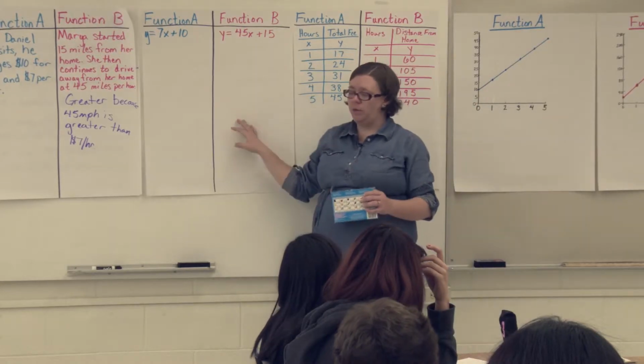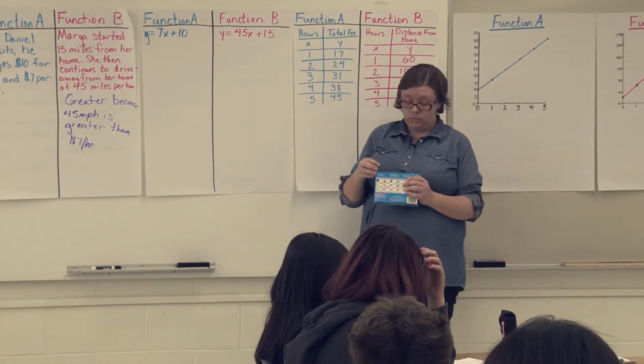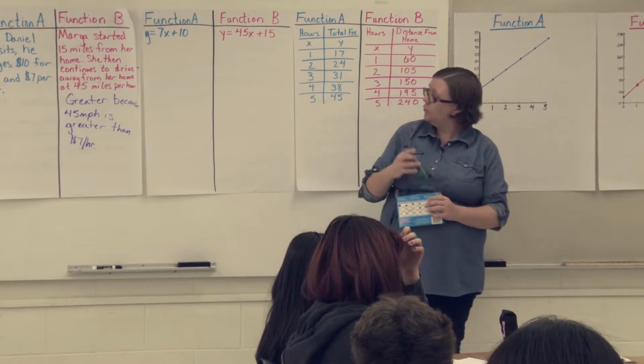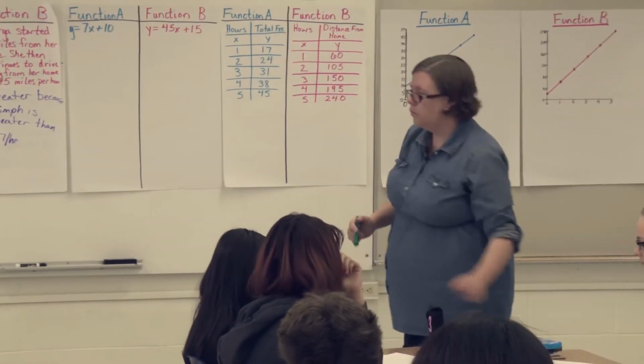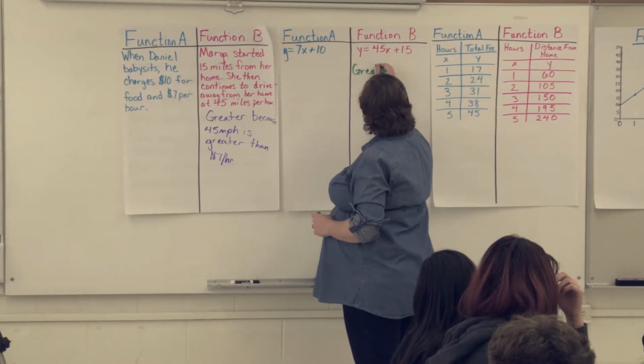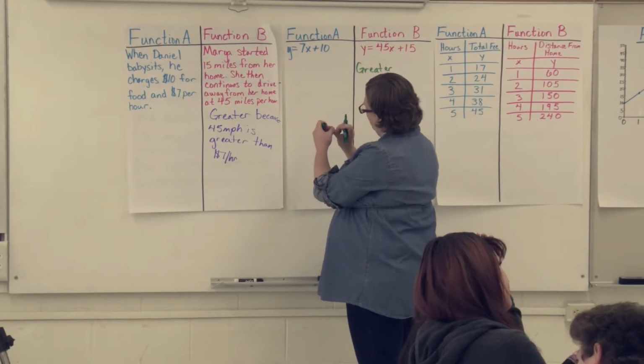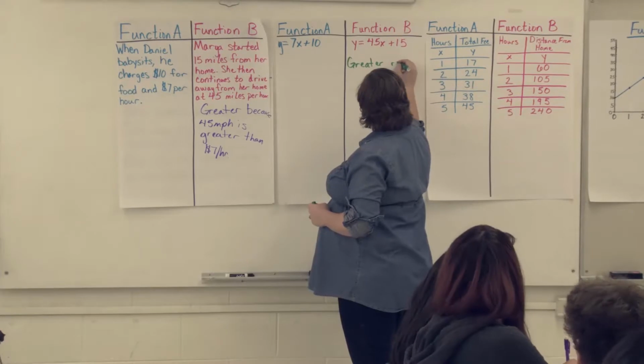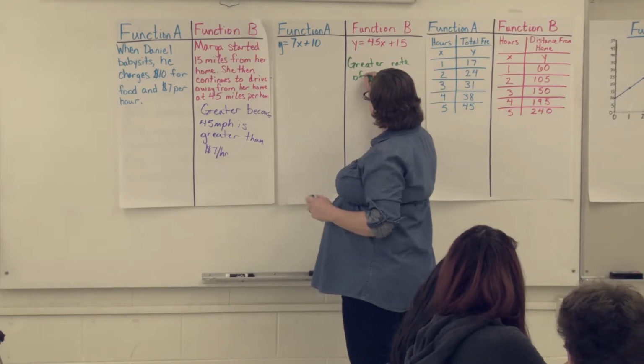Yeah, by the equation. So part B. Okay, so function B has a greater rate of change because the equation has a 43 number difference than function C. So this one's a greater rate of change. Say that one more time.